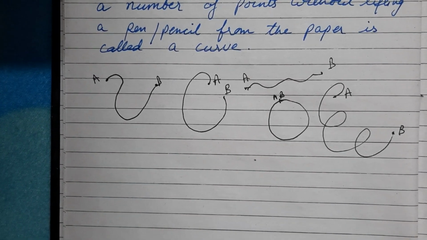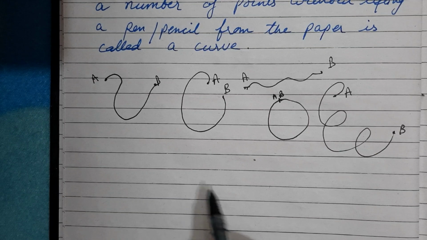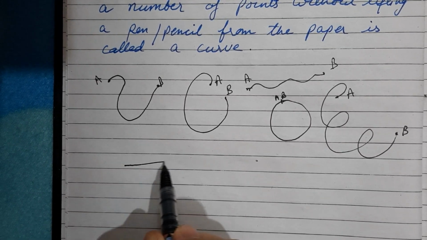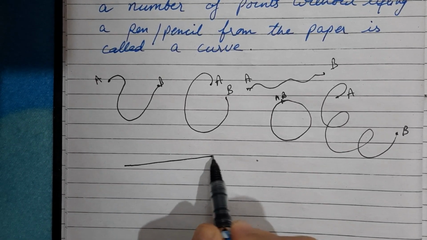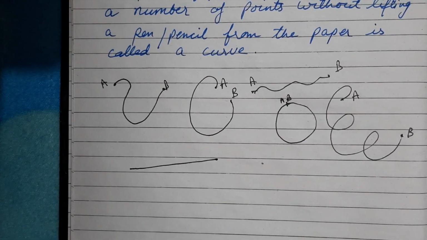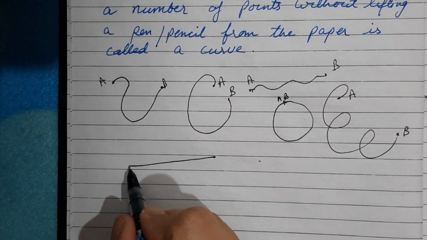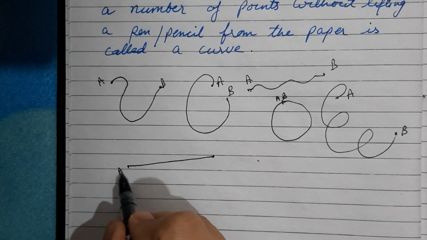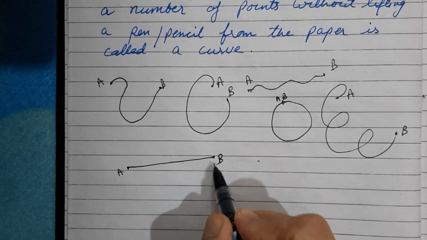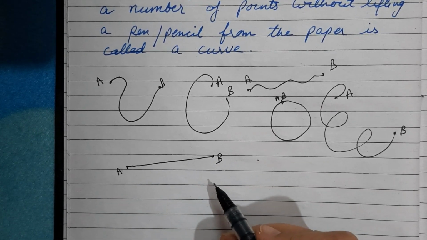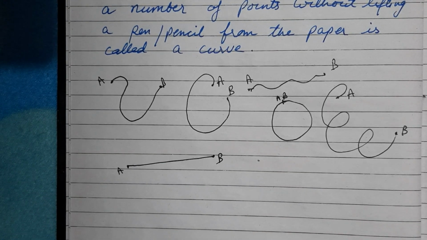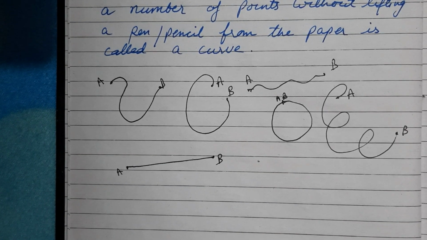These patterns are curves. So in this way, children, even I can draw a straight line. This is also a curve. We can draw a straight line without lifting a pen. I have not lifted my pen anywhere. So starting from here to here, a straight line is also a curve. So a straight line is also mathematically a curve.